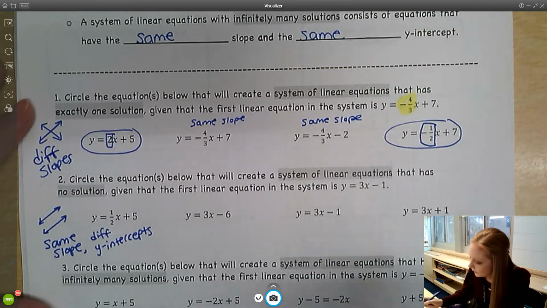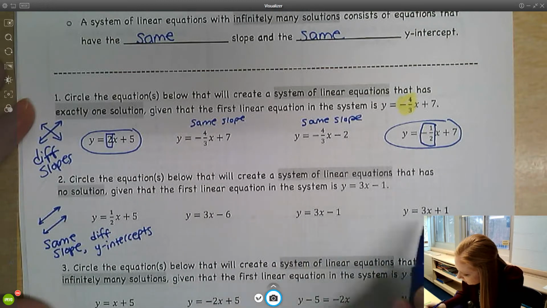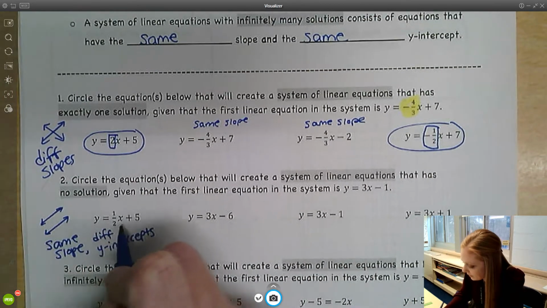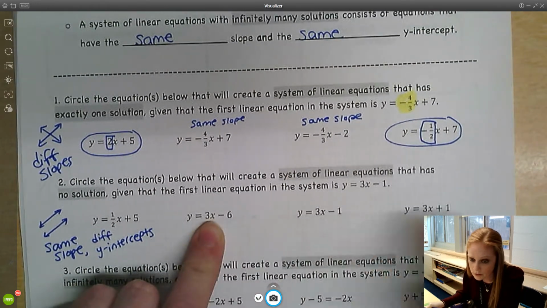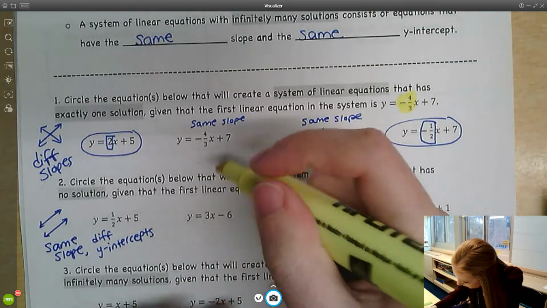So y equals 3x minus 1. We need to find a line that has another slope of 3x. Well, this one does not have a slope of 3x, so it can't be that one. This one has a slope of 3x, so does this one, and so does this one. Great. We need the same slope.